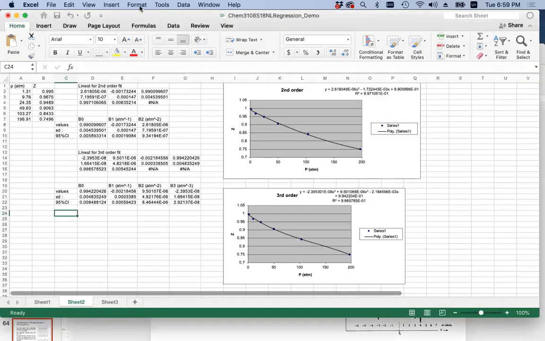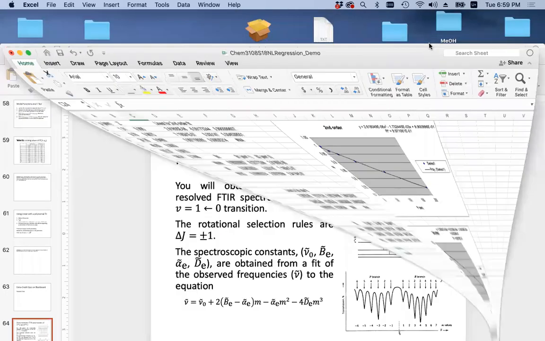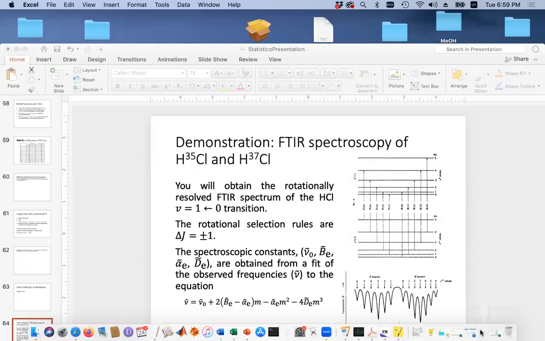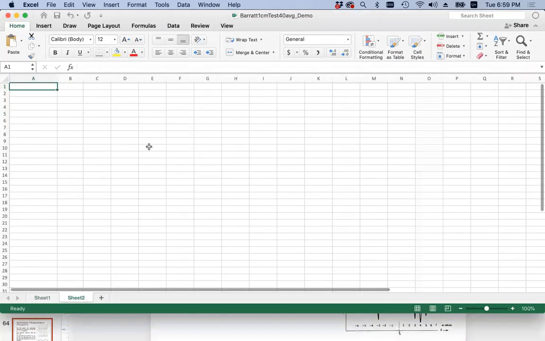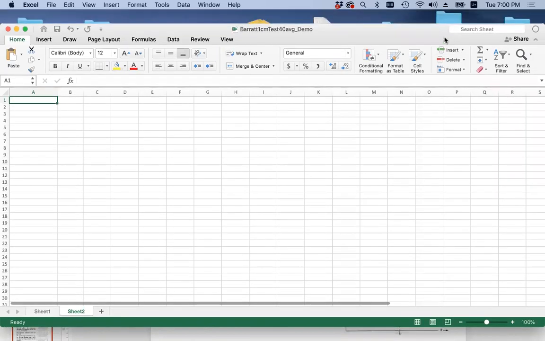So let me minimize this Excel spreadsheet here, and then I'll show you another Excel spreadsheet that's going to involve the data obtained for FTIR of HCl gas. So first, when you obtain your HCl data from the FTIR spectrometer, you're not going to manually collect data points. You're going to get a data file from the spectrometer. It's hooked up to a computer. You're going to get a data file. You can collect it on a USB stick. And so first you want to import that into Excel.